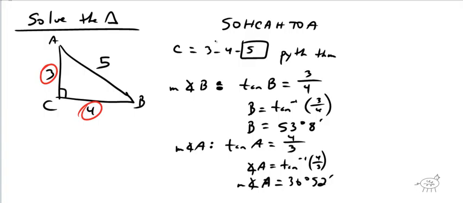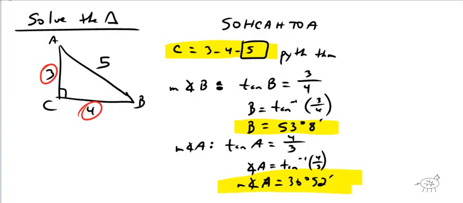So we have, let me just highlight this, C is 5, B is 53 degrees 8 minutes, and A is 36 degrees 52 minutes. Okay, it's a good idea to make sure that A and B add up to 90 degrees. It's very important. The triangle has to have 180 degrees, and it's already got 90 at angle C, so just make sure it adds up correctly.